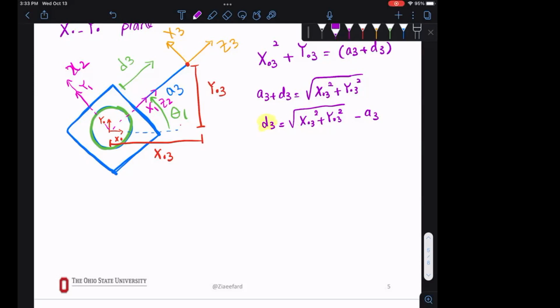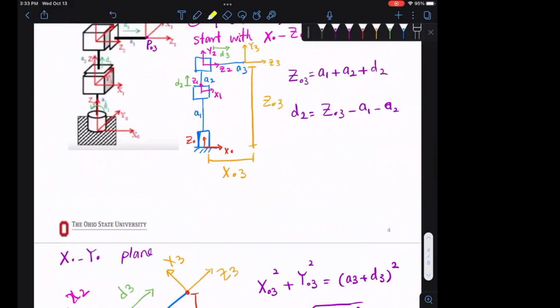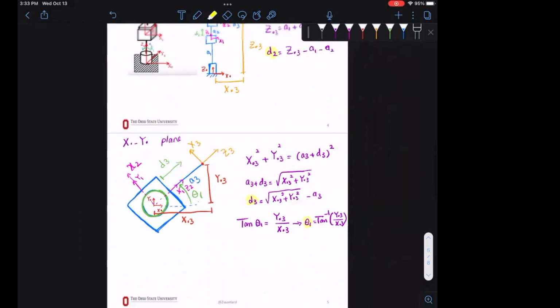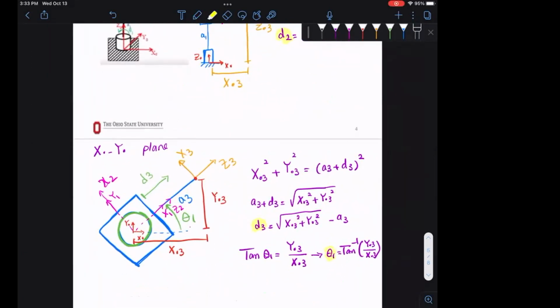Yes, it could be tangent of theta 1 is y03 over x03. This gives you theta 1 is tangent inverse of y03 over x03. That's our third. Now we have equations for all of those. Basically, we found expressions, right?